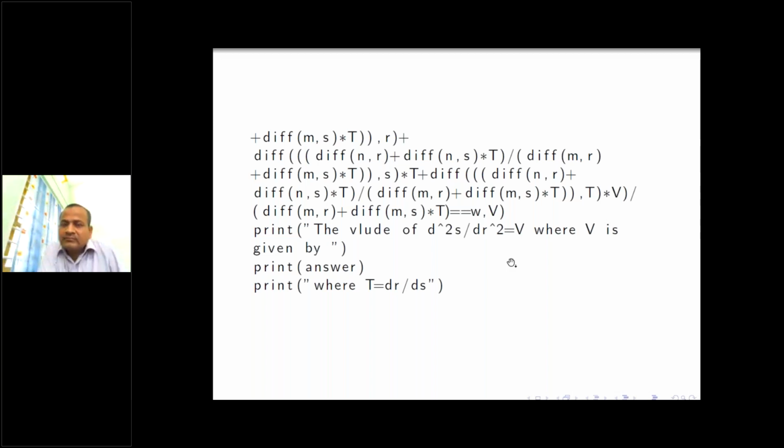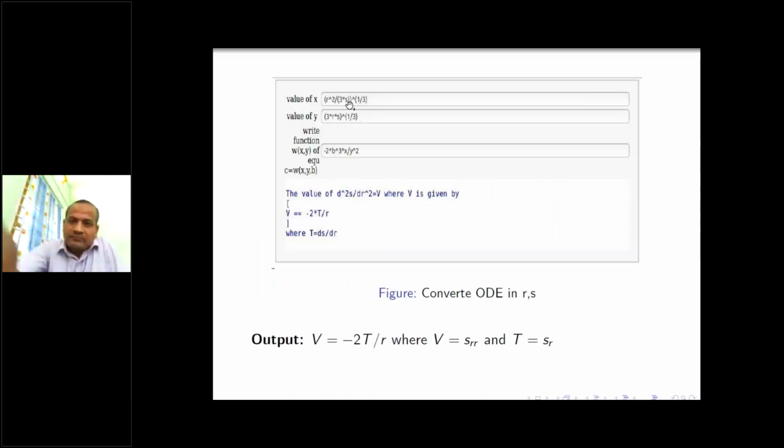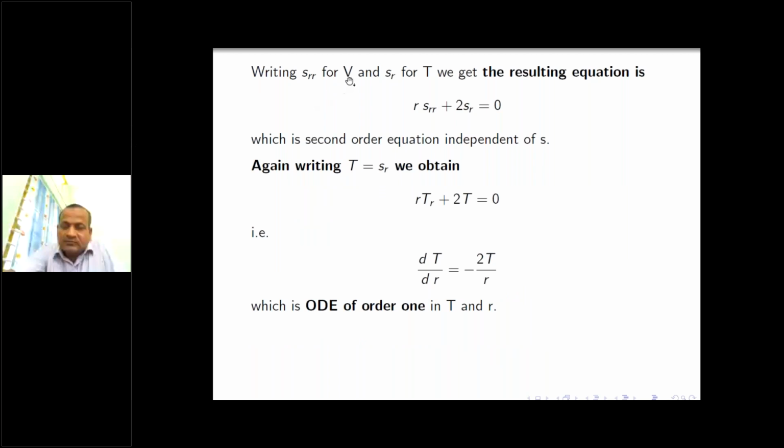Again for this we have made a program, and when we put the values of x and y which we have calculated in terms of r and s, and the right hand side of the equation, we get the transformed equation as v is equal to minus 2t by r, where v is the second derivative of s with respect to r, and t is equal to sr. So again, writing s double r for v and sr for t, we get the resulting equation as r into s double r plus 2 sr is equal to 0, which is a second order equation independent of s.